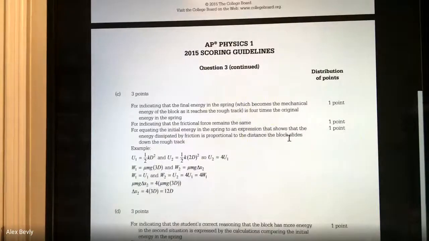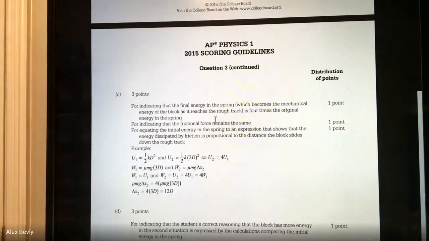So that's 3 points there. So 1 point indicating the final energy of the spring, which becomes the mechanical energy of the block as it reaches the rough track, is 4 times the original energy. A few ways of doing that. I did it mathematically, plugging it in. You could have just gone to the expression and showed 1/2 kx squared, x squared, so 2 times the compression of the spring means 4 times the energy. If you wrote that, you got those points.